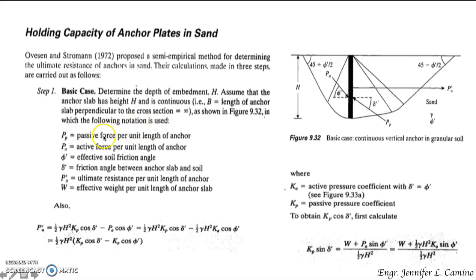So we are going to have this. We have to be familiar with this notation. To compute for the ultimate resistance per unit length of anchor, P sub u prime, you have this equation, and if we try to simplify, this is now your equation to compute for the ultimate resistance per unit length of the anchor. So you have to obtain the value for K sub A, the active pressure coefficient, and the passive pressure coefficient. So to obtain our K sub P cosine delta prime, you have to calculate first K sub P sine delta using this equation.